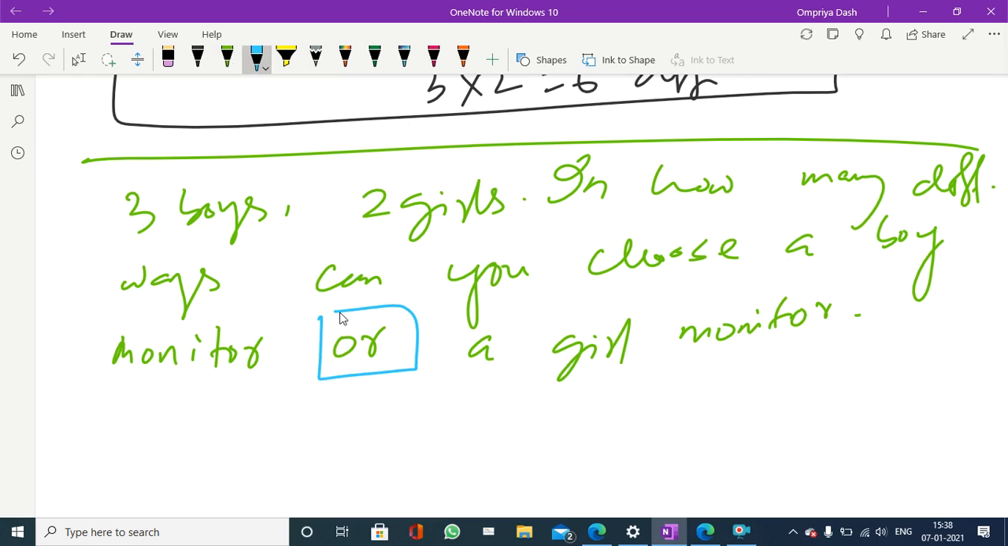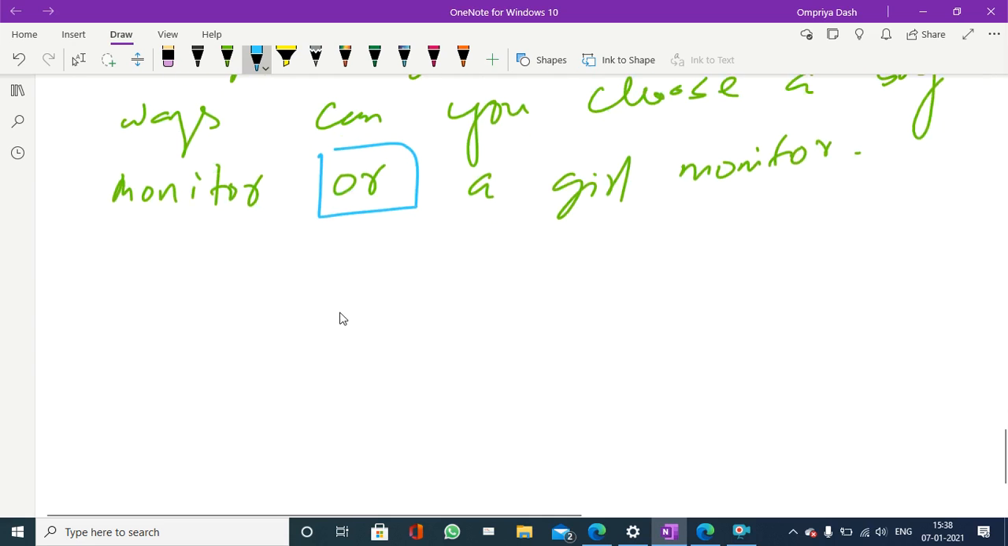If you try to understand this question, here we do not have to choose a boy monitor and a girl monitor. Here we will have to choose only one. Either we choose a boy monitor or we choose a girl monitor, unlike the previous case where you had to choose a boy monitor as well as a girl monitor. But here you have to choose only one. So that means here also 2 events are there.